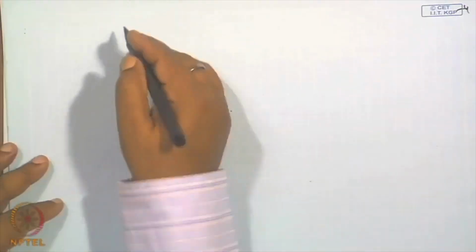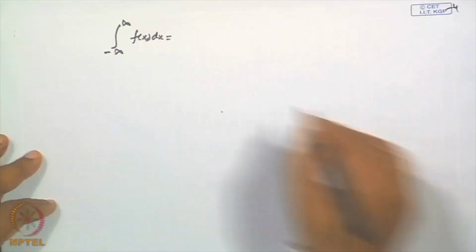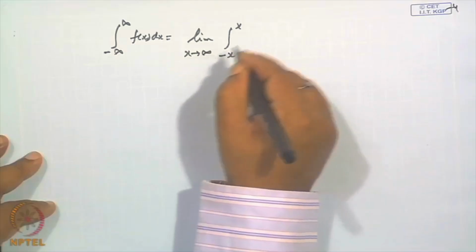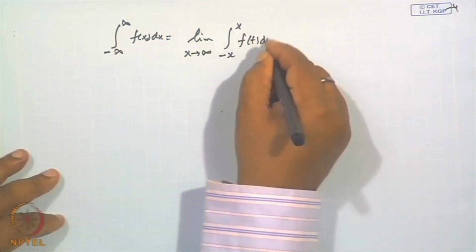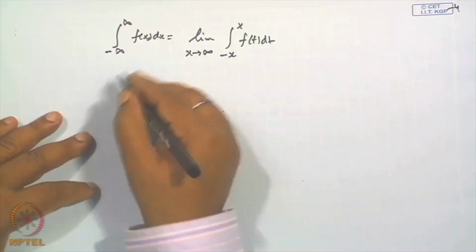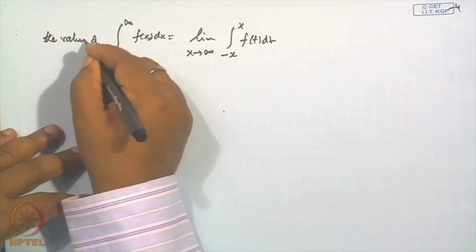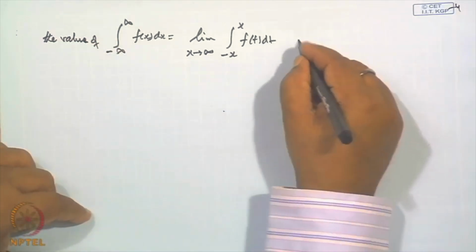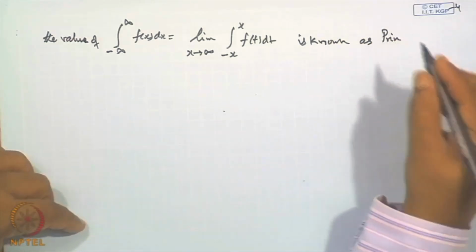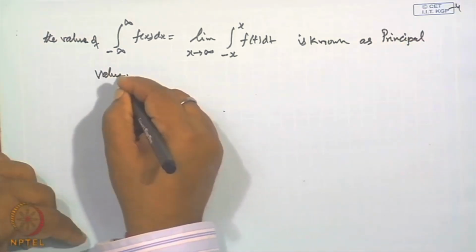The value of the integral from minus infinity to infinity of f(x) dx can also be written as the limit of the integral from minus x to x of f(t) dt when x tends to infinity. The value of this integral calculated in this way is known as the principal value of the integral.